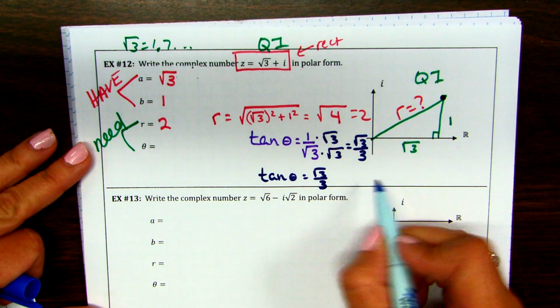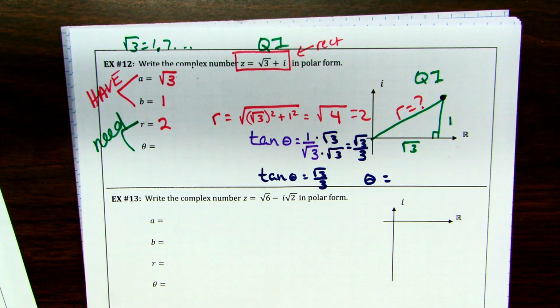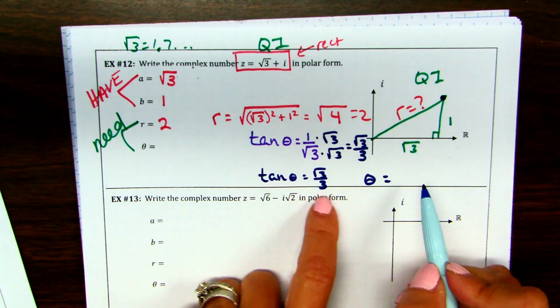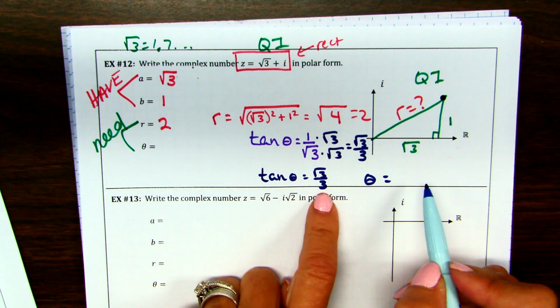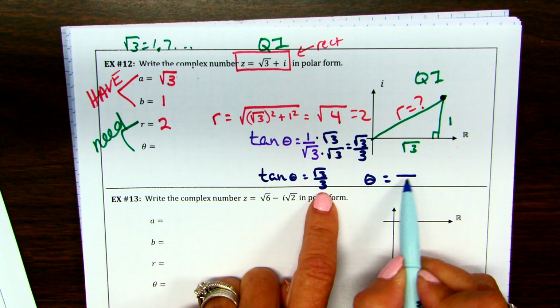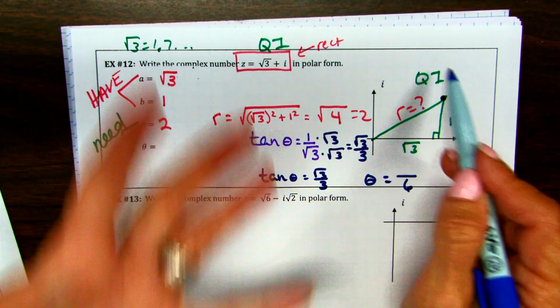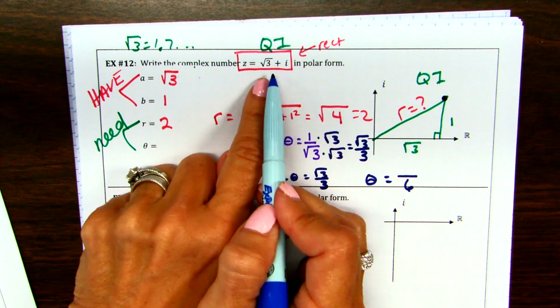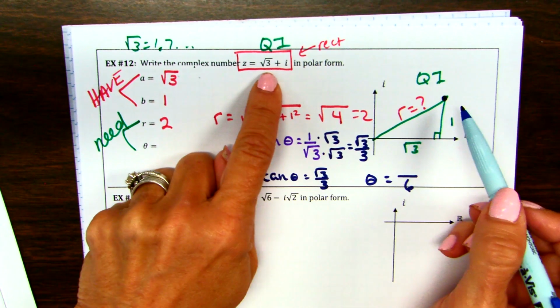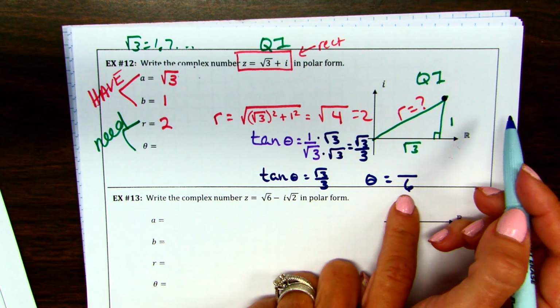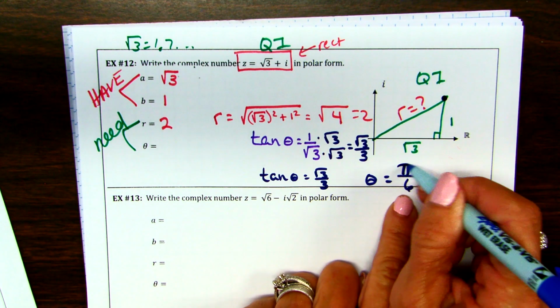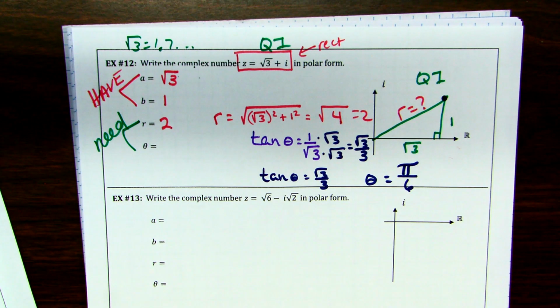The question is, what is theta? So we know the denominator is going to be what? There are no denominators of 9 on the unit circle. Okay, so the denominator is 6. And again, remember how I talked about graphing this? You didn't need to graph this to know that our rectangular point is in quadrant 1. Well, that means theta is in quadrant 1. That tells me what numerator I'm going to use.